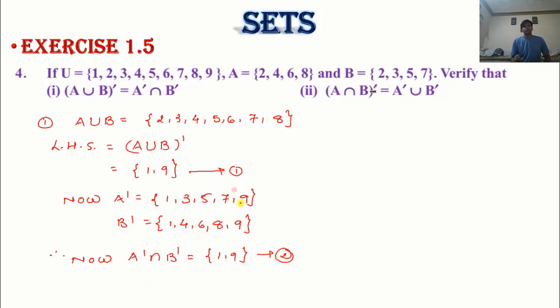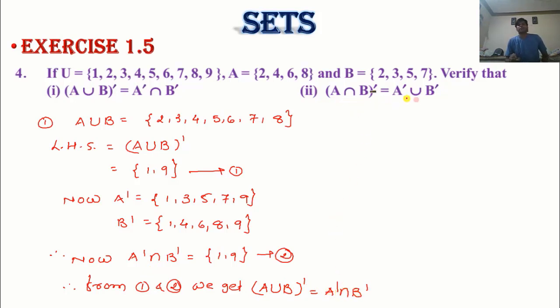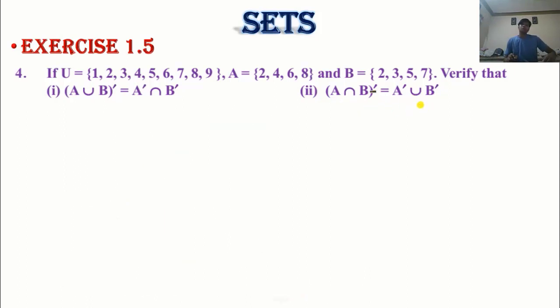So from 1 and 2 we get (A union B)' equals A' intersection B'. By the same way, you can try this result yourself. Simple question is that.